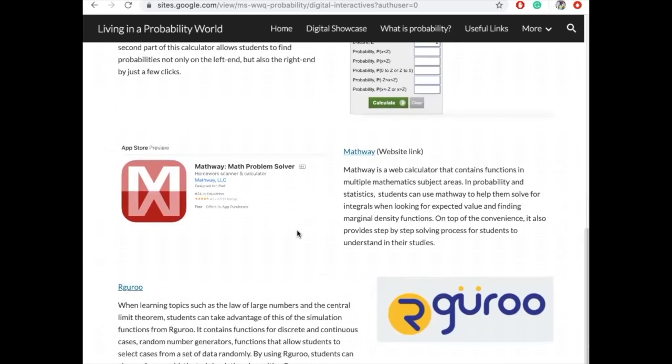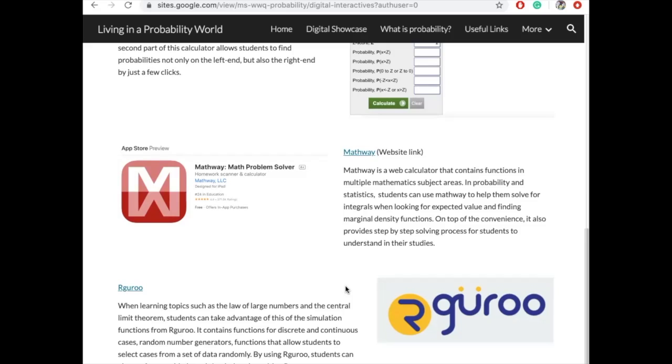And the next one is Mathway, not only for probability, but also for other subjects like algebra and trigonometry. On top of the solution, it also provides you step-by-step explanation, and that is why I highly recommend you guys to use this. Lastly is Guru.